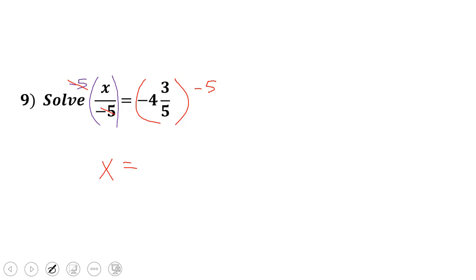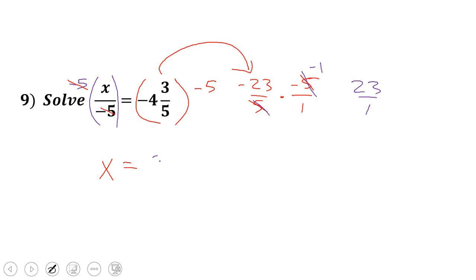The first thing I want to do, though, is make that improper so that I can make it easy. So I have a negative 23 over 5 times negative 5 over 1. And the 5s simplify out, leaving that negative 1. Negative times a negative is positive 23 over 1. And so my answer is 23.